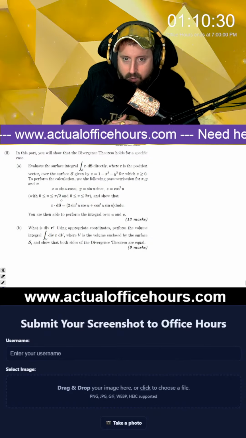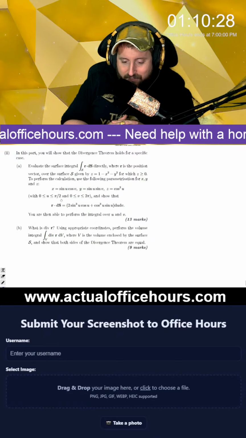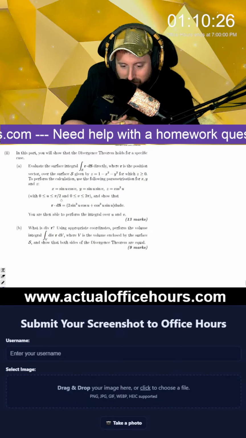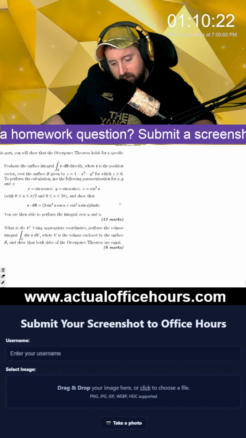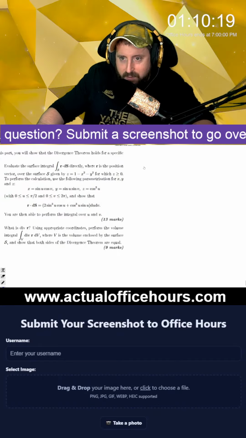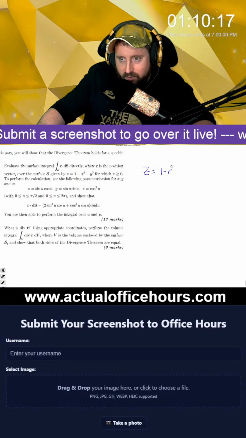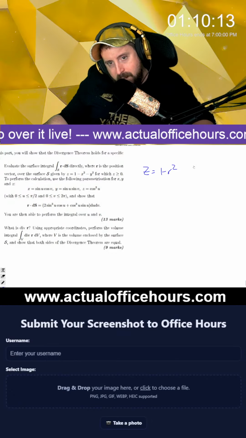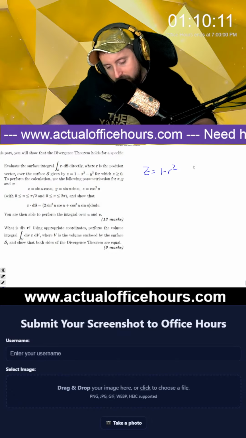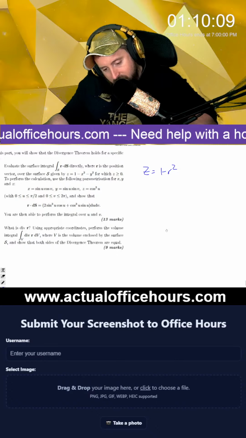Oh, so they just did all the part. Wait, what? They just did half the question for you, dude. So 1 minus x squared minus y squared. This is the same thing as z equals 1 minus r squared in cylindrical coordinates. I see that they want to do it in spherical. I feel like it's almost easier to do it in cylindrical though.